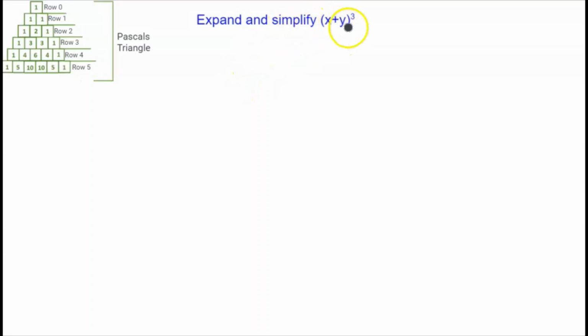It would be pretty hard to expand it using FOIL, where you have x plus y, and then x plus y, and x plus y, in all these double brackets, and then you expand it that way using FOIL. But we can use an easier way, and that would use Pascal's triangle and help us out.